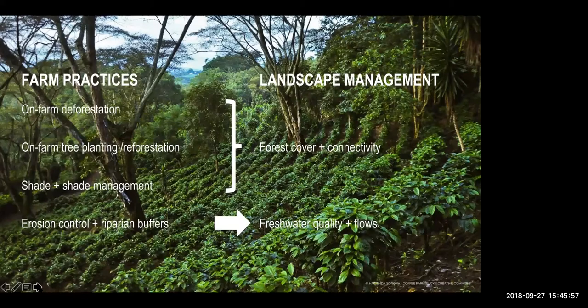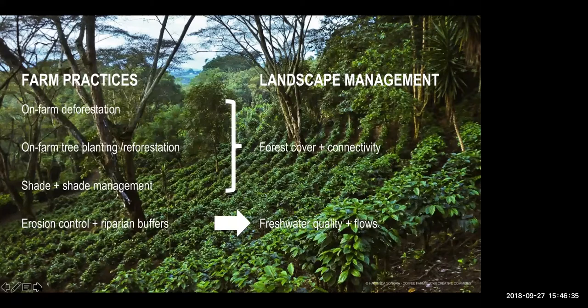So when we think about how we do this, and why we need to look at this at a landscape level, and move not away from, but actually add to the farm level pieces, it really comes down to this. If we look at the farm level, there's on-farm deforestation, there's on-farm reforestation and tree planting, there's shade and shade management systems, there's erosion control and riparian buffers, there's all these good environmental practices for on-farm systems.